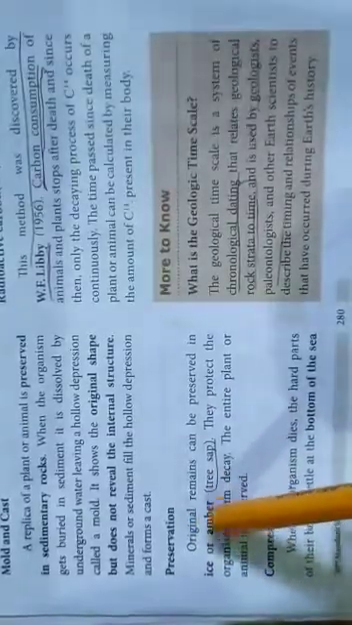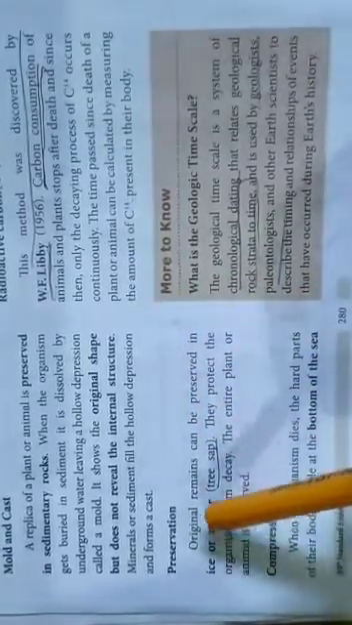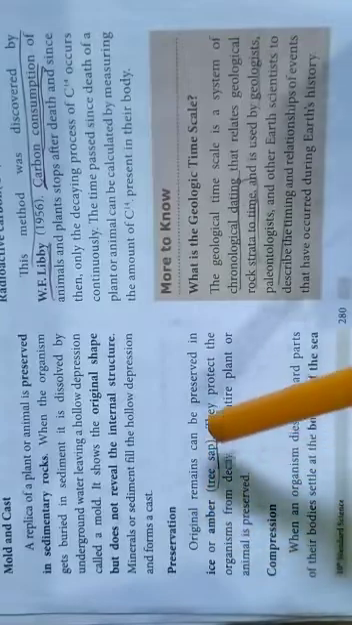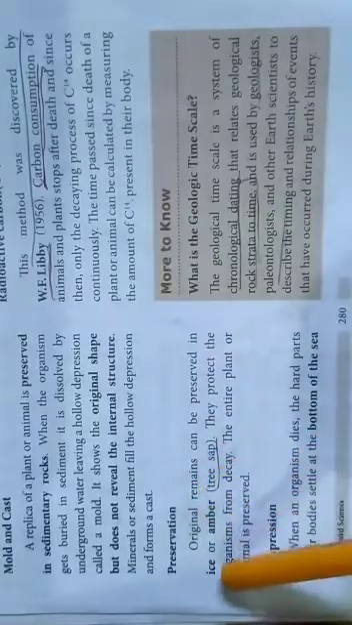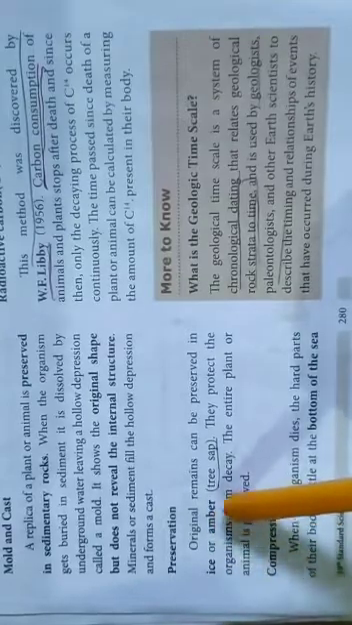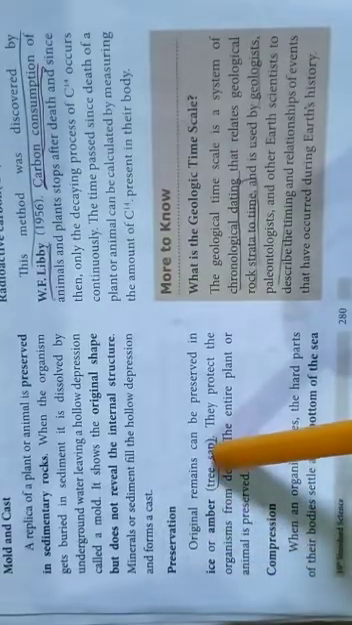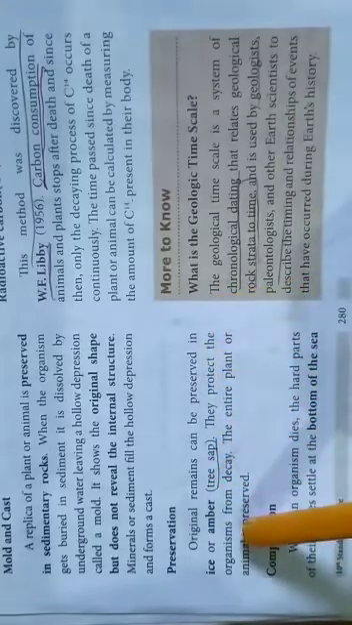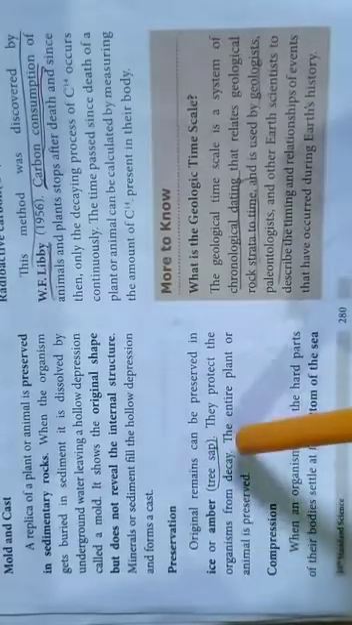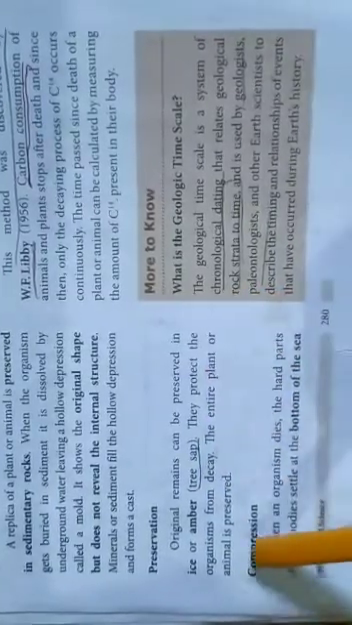Then preservation. Original remains can be preserved in ice or amber. Original remains means the original parts, the remaining parts, preserved by ice and amber. Amber is nothing but tree sap, resin-like. They protect the organism from decay or destruction. The entire plant or animal is preserved. This is called preservation.